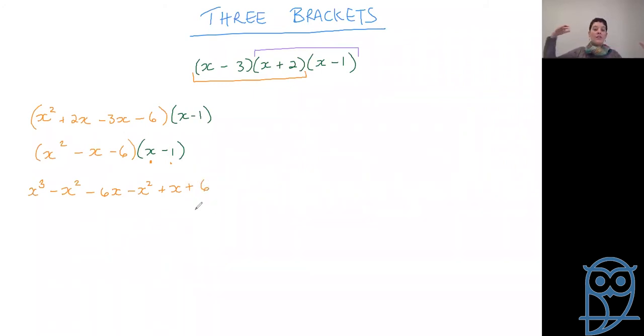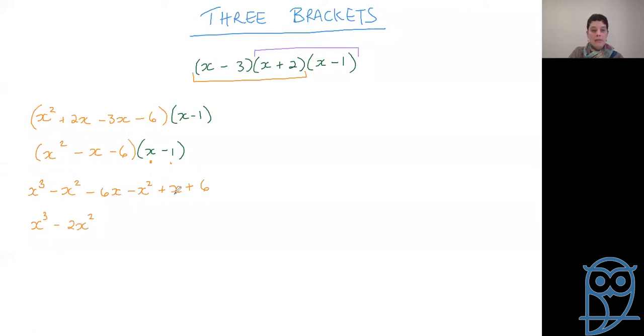So now we have covered all the possible multiplications that were existing in these three brackets, and we need to just collect like terms to simplify. So we only have one x cubed, so he sits there at the front. Minus x squared and minus x squared, so minus 2x squared.